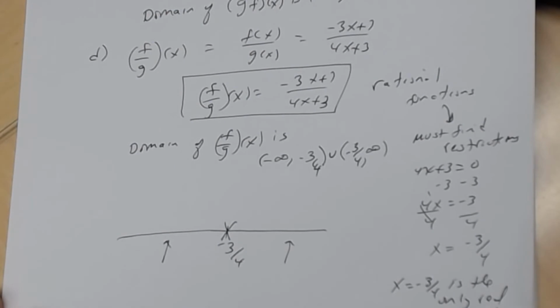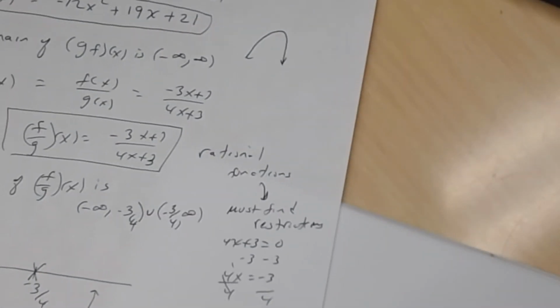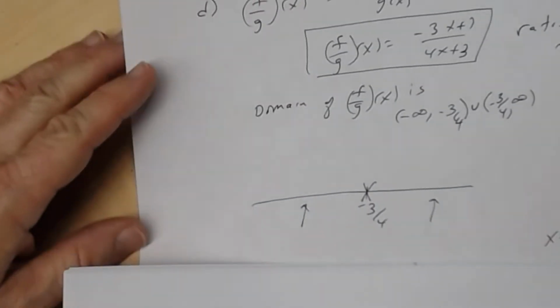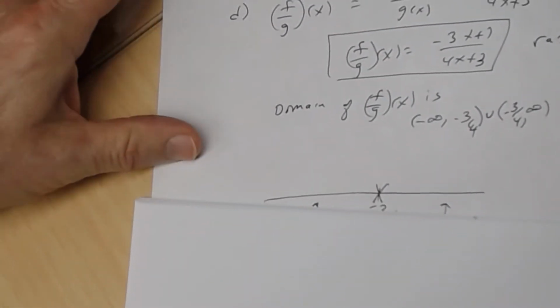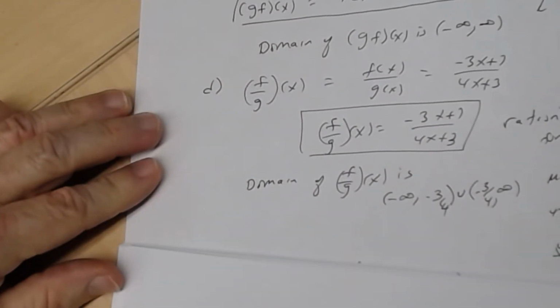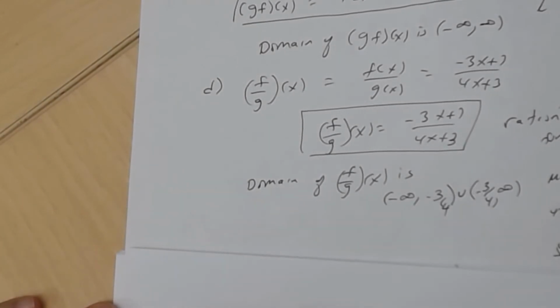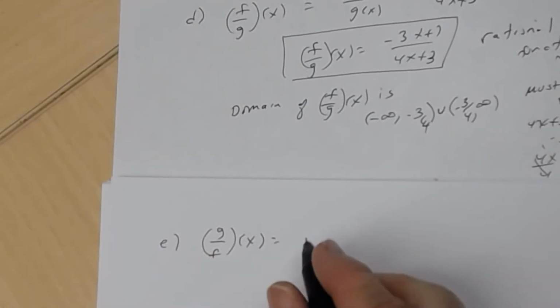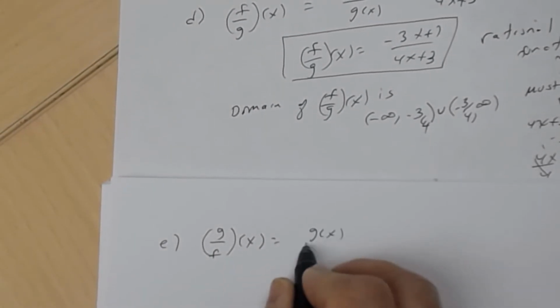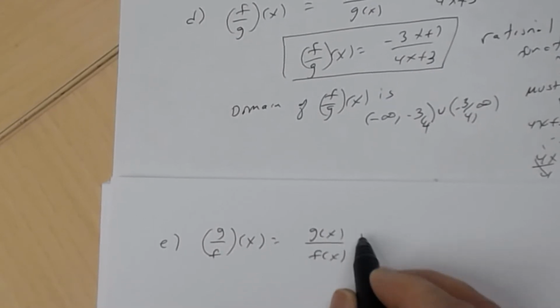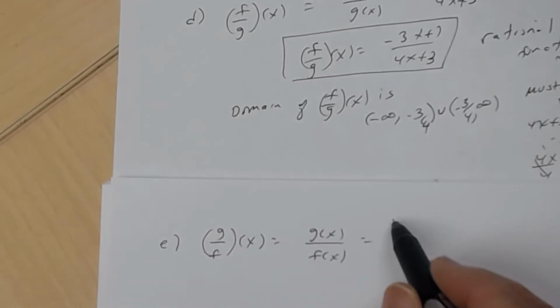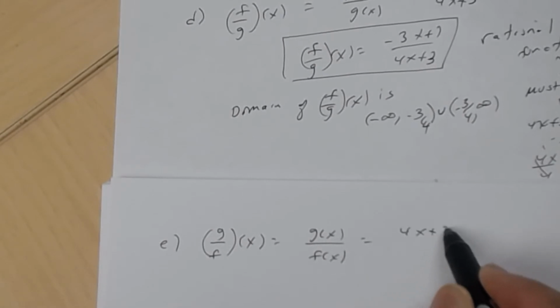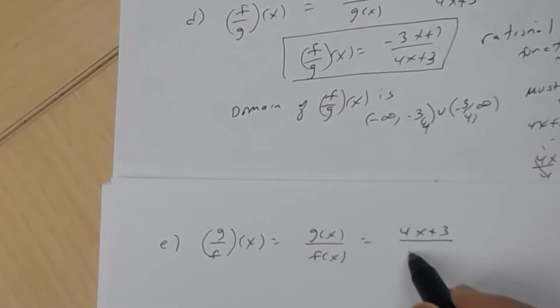Let's look at part E. All right, suppose this was part E. So remember in part D I had f divided by g. Suppose now I have g divided by f instead. Well, same thing. By definition, that means g of x divided by f of x, right? And remember, g of x in this case is 4x plus 3, and f of x is negative 3x plus 7.